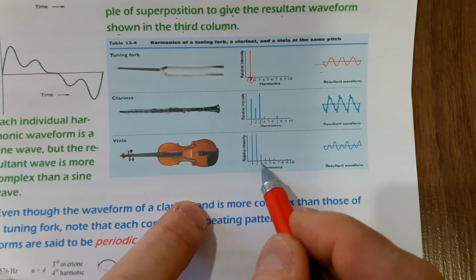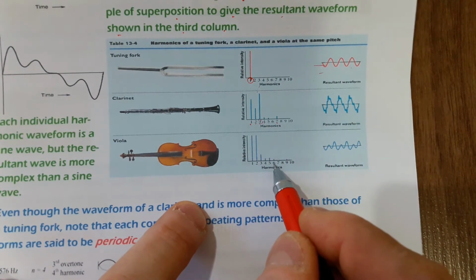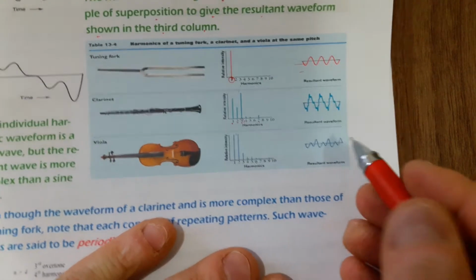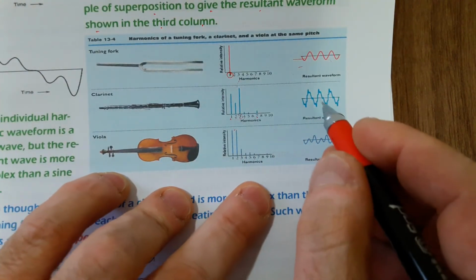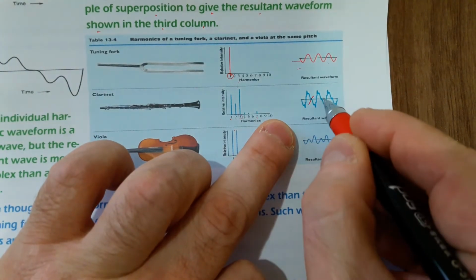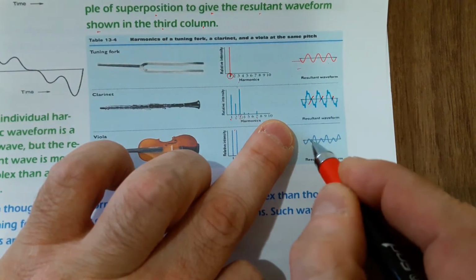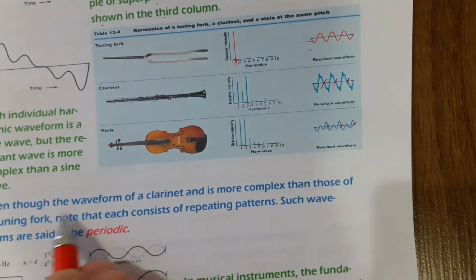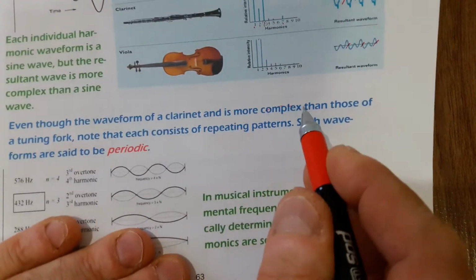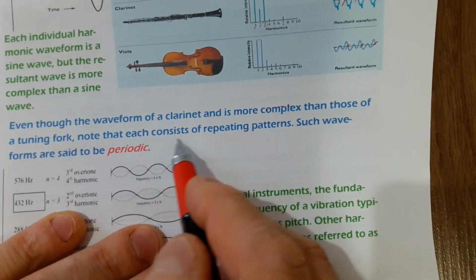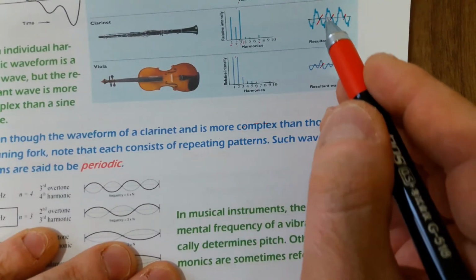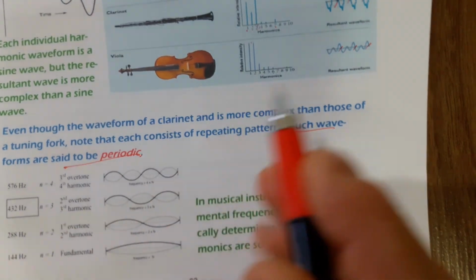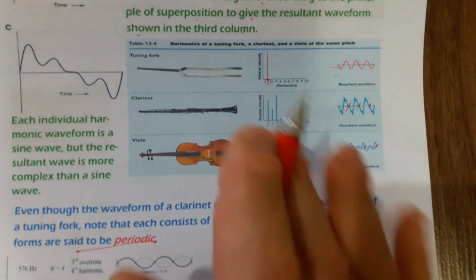For a viola, first, second, third, fourth, fifth, and sixth harmonics are present at different intensities. The waveform is much more different. However, when we observe the waveforms, we see that the waveform repeats itself. So even though the waveform of the clarinet is more complex than that of the tuning fork, note that each consists of a repeating pattern. As you see, it's repeating. Such a waveform is said to be a periodic waveform.